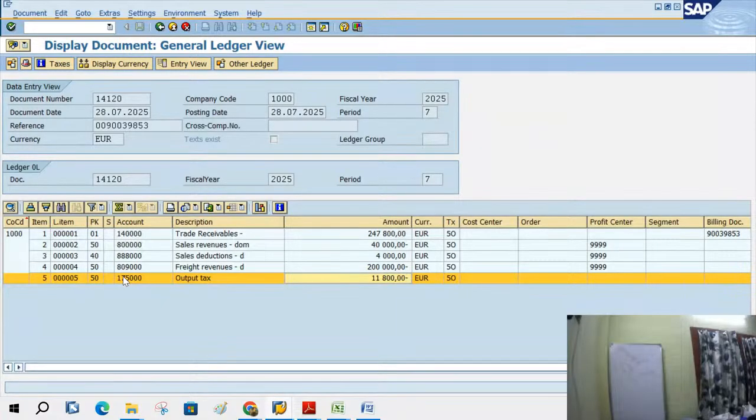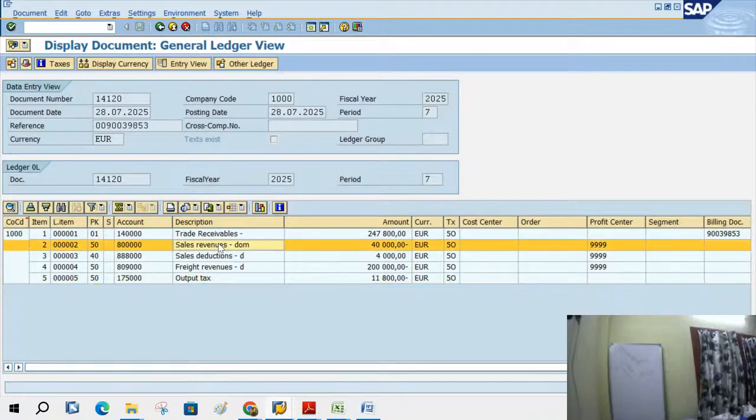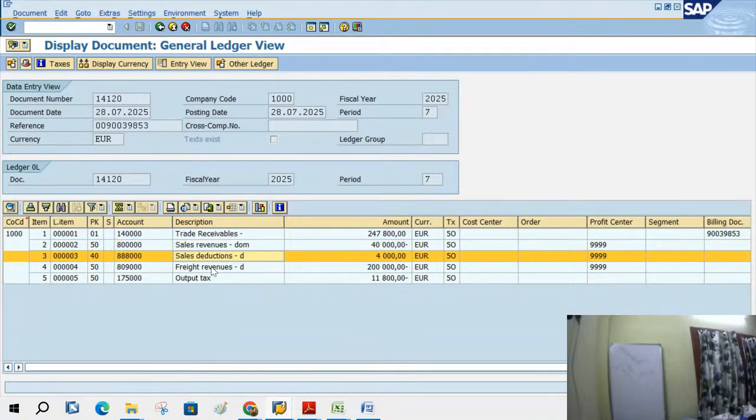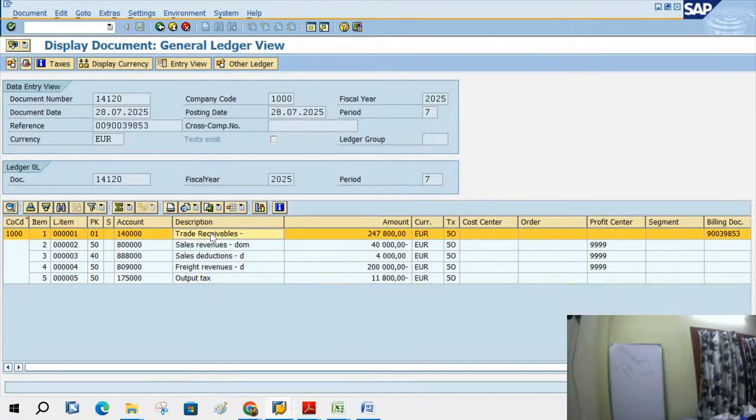This is price PR00, discount, freight, tax and total. Total is nothing but your customer account or trade receivable, that is nothing but this GL account you have entered in your customer master data in FD01. Clear? So how many GL account till now? 2 plus 1 plus 5, 8 GL account. Correct?